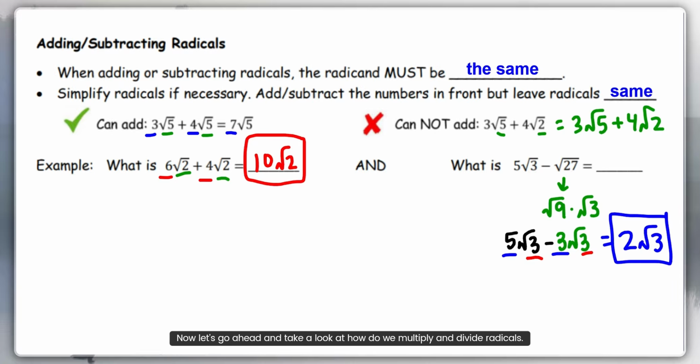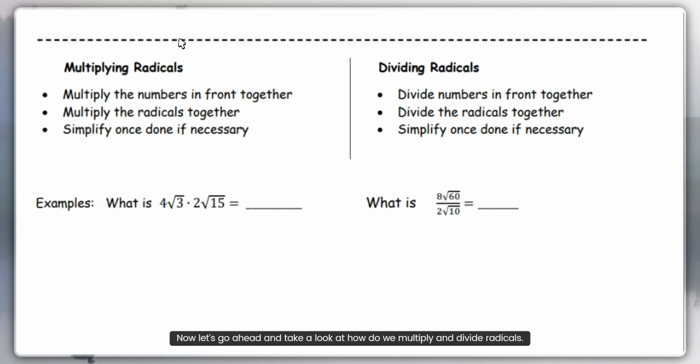Now let's go ahead and take a look at how do we multiply and divide radicals. When it comes to multiplying radicals, we're going to look at this process right here. You're going to multiply the numbers in front together, and then you're going to multiply the radicals together. Simplify once you're done if necessary. Right? Dividing radicals works very similarly. You're going to divide the numbers in front together and divide the radicals together. Simplify when you're done if you have to. So let's look at what this looks like.